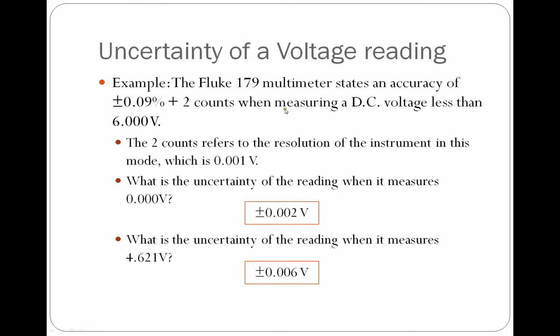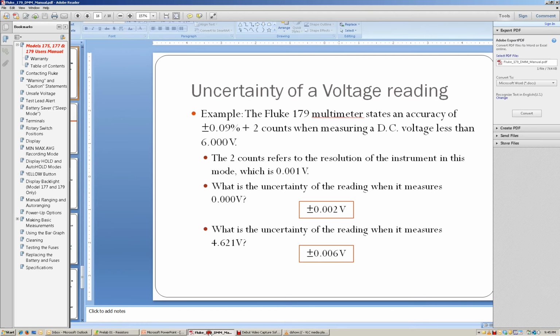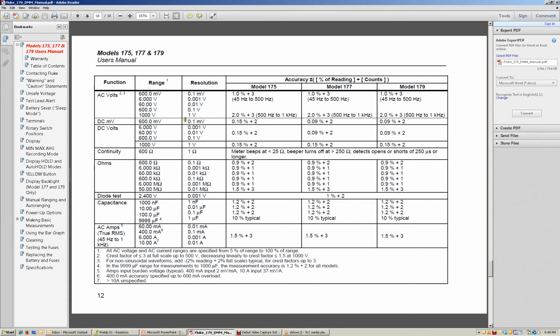So for example, if we take a look at our Fluke 179 multimeter and its accuracy for reading DC voltages, we'll find that it has an accuracy of plus or minus 0.09% plus 2 counts. And I'll show you where we find that. If we look at the digital multimeter manual, down towards the end of the document, we see this chart which tells us all of the resolution information and the accuracy for different settings and for different measurements that we can make.